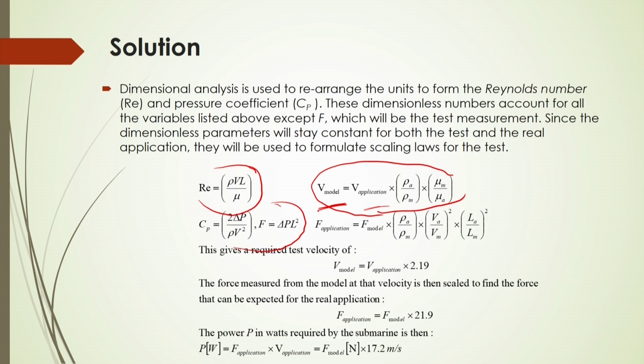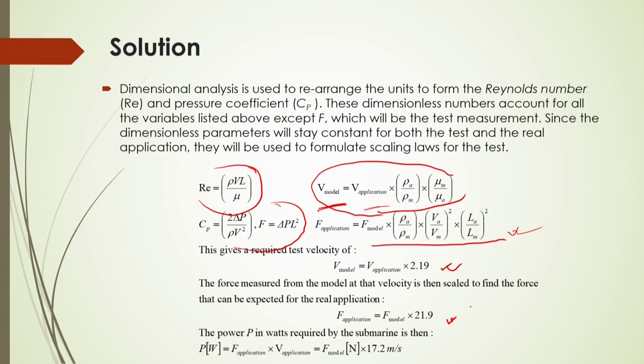And also, how to calculate the force that is applied in the application part. Based on the definition of the force, it will be this F model into this one. Now, this gives the required test velocity: V model should be equal to V application into 2.19 as per this scale, and then the force measured from the model at that velocity is scaled to find the force that can be expected for the real application, F application, which will be equal to F model into 21.9.